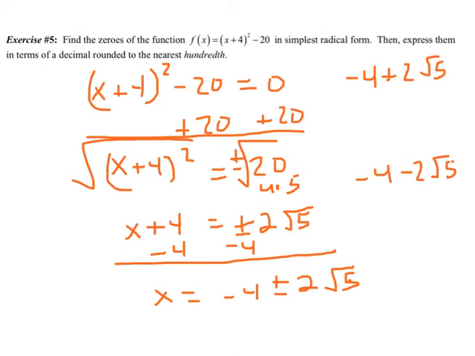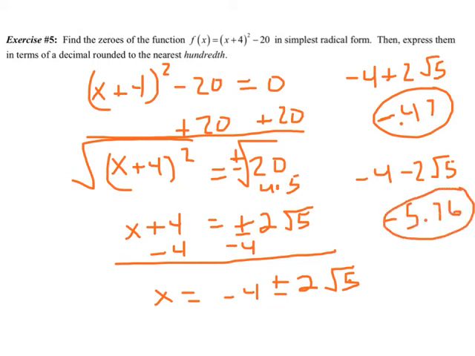Okay, so if you added the 2 here, you got negative 0.47. Okay, so there's one answer. And the other one was negative 5.76. Those are the 2 answers you should have gotten, okay?